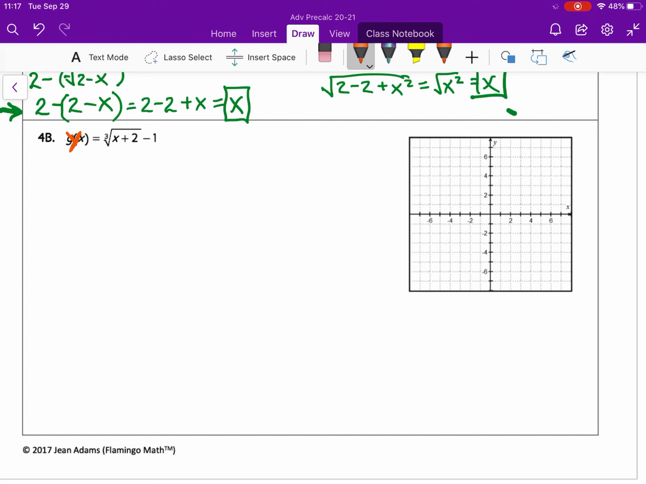All right, so step one, we replace this with y. I'm feeling a little lazy, so I'm just thinking about it as y over top of it, and so I don't have to rewrite it. Step one, switch x and y. And then we want to get y by itself. So how would I do that here? First step, I'm going to add 1 to both sides.